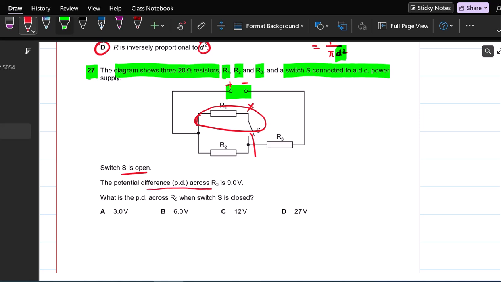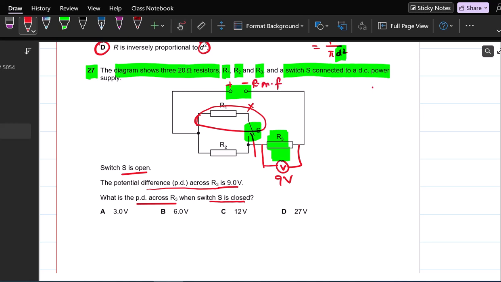The potential difference across R3 is 9 volts. So here the potential difference is 9 volt. What is the potential difference across R3 when switch S is closed? Okay, when this switch S is closed, what will be the voltage here? What will be the potential difference across this? But before that, let's see what is the EMF here.